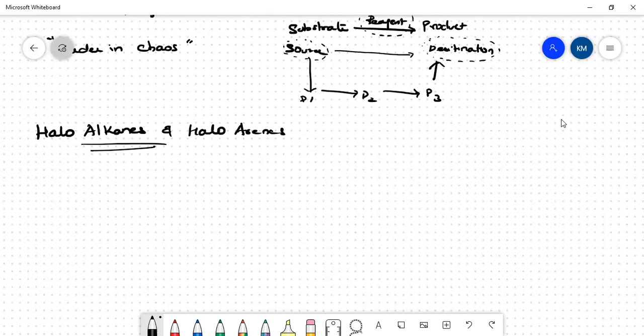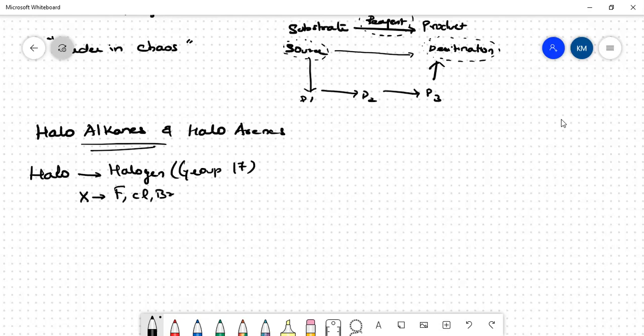So we saw haloalkanes, right? So what is halo? Halo stands for halogen. Which group is halogen? In the periodic table, group 17. Fluorine, chlorine, bromine, iodine. So X stands for halogen. When you have a hydrocarbon chain of alkanes and arenes, they are called haloalkanes and haloarenes. So we can say these are halogen derivative hydrocarbons.